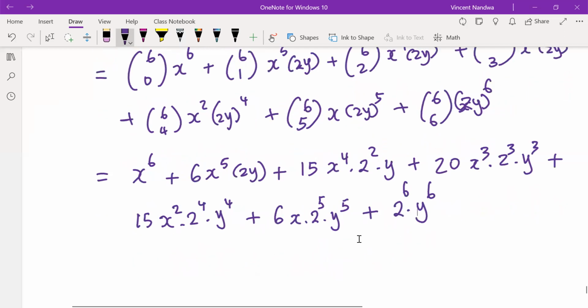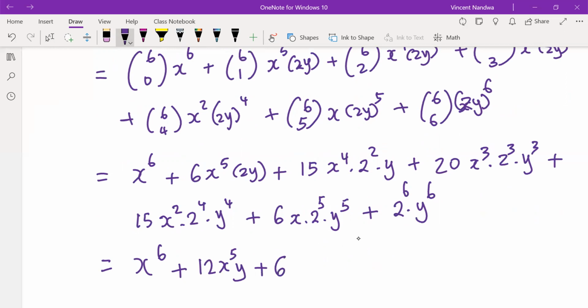Now, when you multiply, we get x power 6 plus 6 by 2 is 12, so 12 x power 5 y. 15 by 2 squared is 60, x power 4 y power 2. Remember here it is 2 squared because 2y was raised to power 2. So the 2 affects both the 2 and the y at the same time.